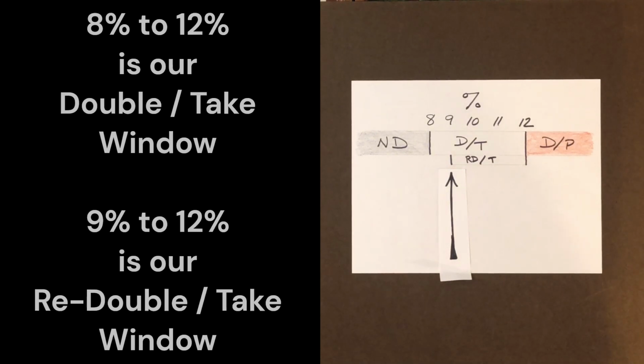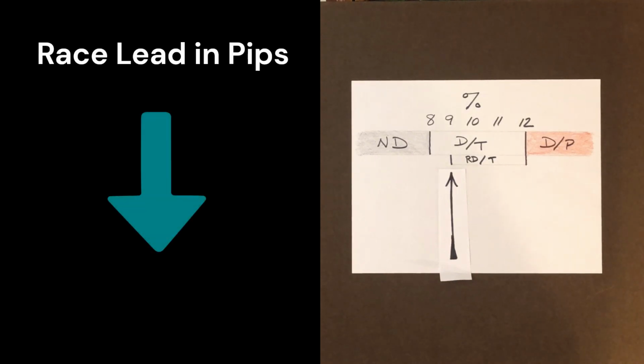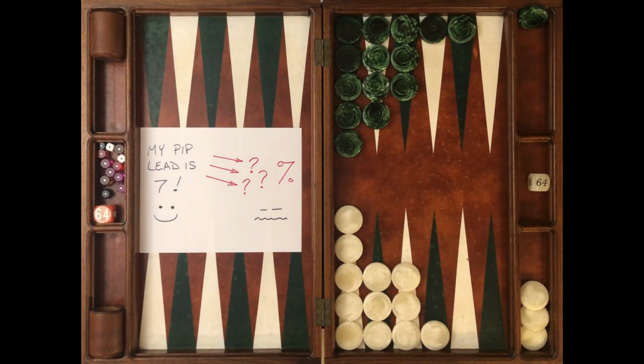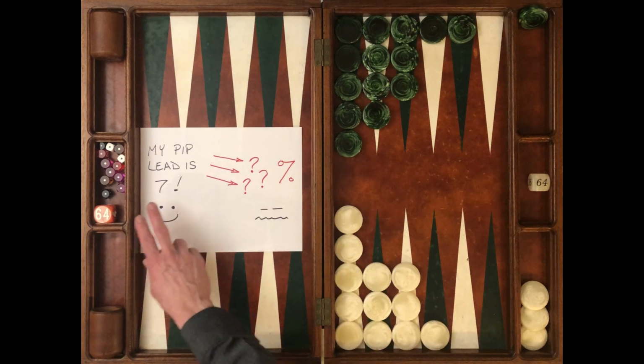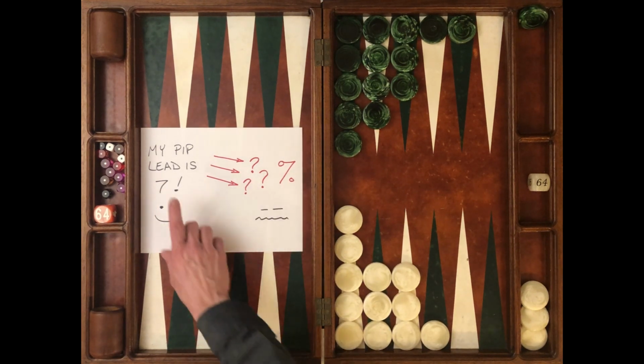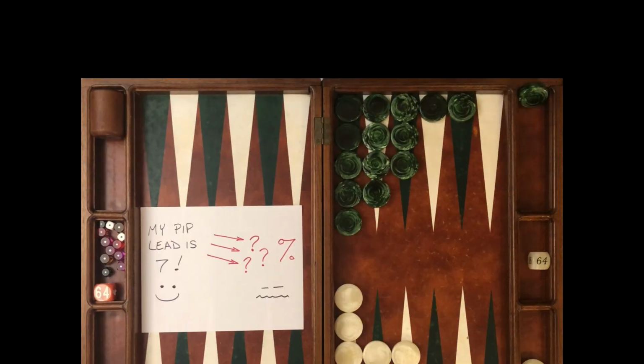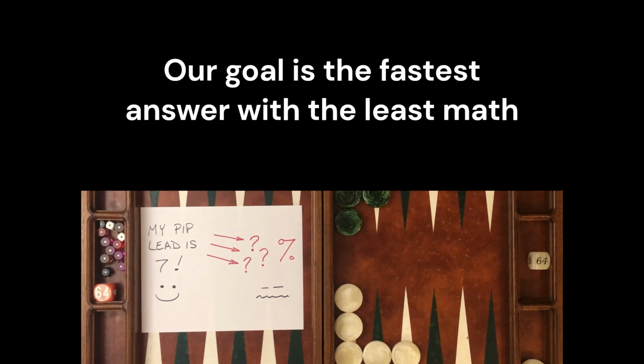That's the 8-9-12 rule. And the challenge for new players is the quick and easy conversion of a race lead to a race lead percentage. So we have a position, we've counted our pips, we have a race lead of 7 pips. We're thinking about cubing, but we want a more accurate answer than just guessing. So now we have to convert our 7 pip race lead into a percentage, and this requires a little bit of work. The purpose of this video is to demonstrate not only the 8-9-12 rule, but to throw in some tricks, my technique of eliminating almost all the math.